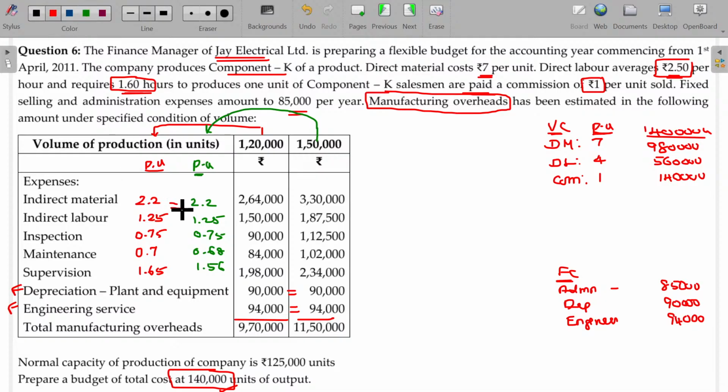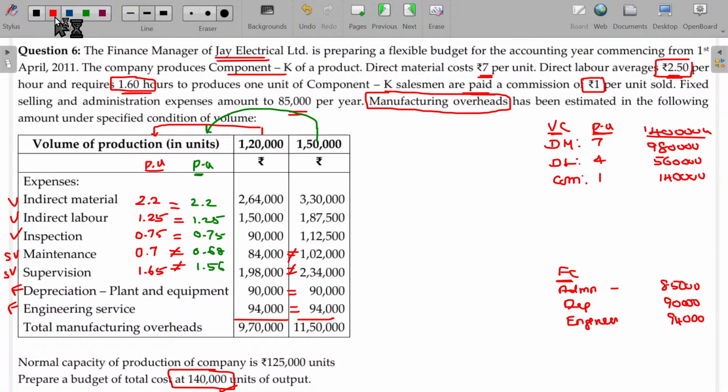these two should be same. If the cost per unit remains constant for different levels of operation, this will be pure variable cost. But in this case, maintenance and supervision in total also not same, per unit also not same, then these two are semi-variable. Semi-variable is nothing but some of the portion may be fixed, some of the portion may be variable.